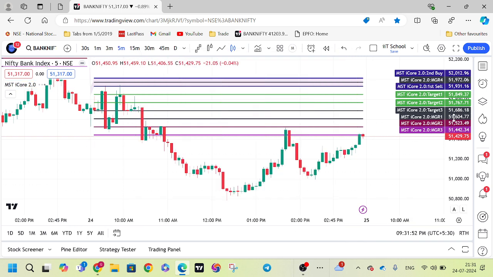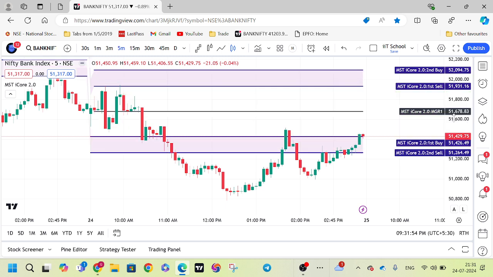So once the market has opened, we will get either buy activated or sell activated. If buy is activated, there will be no sell. If sell is activated, there will be no buy. If a sell hits, we have to go for the reversal entry. What is meant by reversal entry? Suppose today sell got activated.